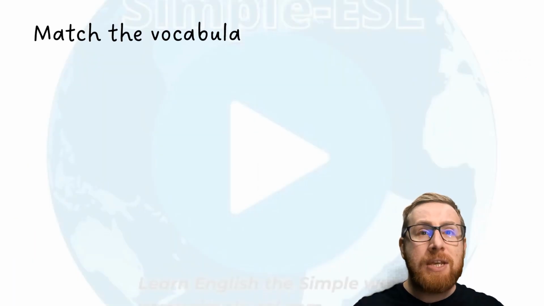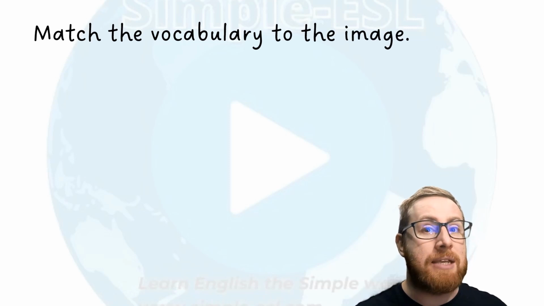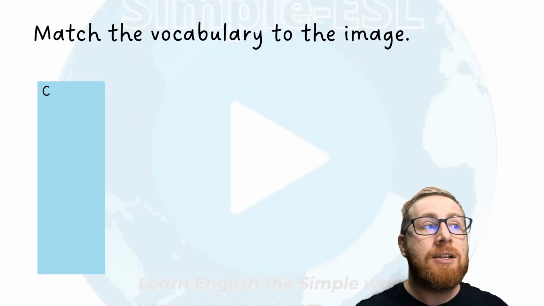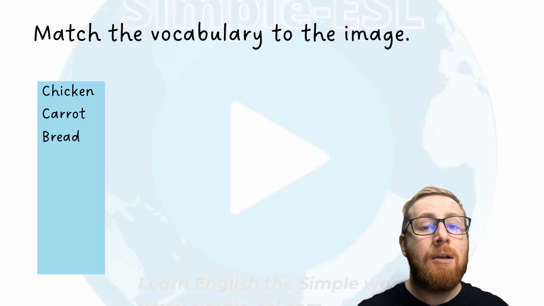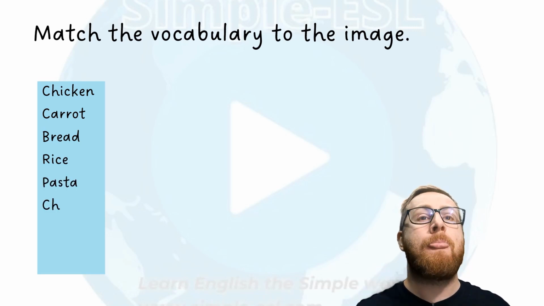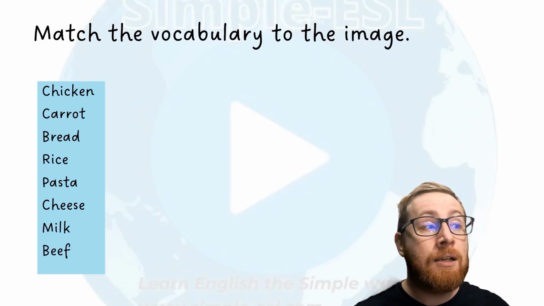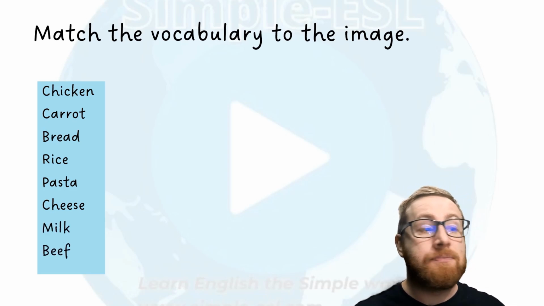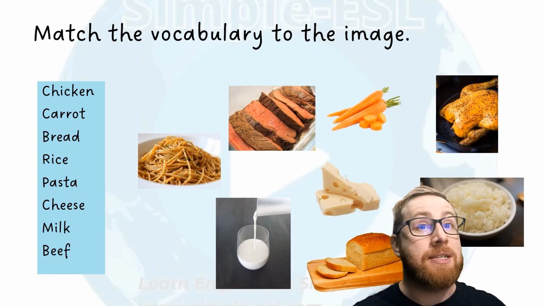So we're going to play a little game. I want you to match the vocabulary to the image. We have chicken, carrot, bread, rice, pasta, cheese, milk, and beef. Most of these can be found on the help sheet.